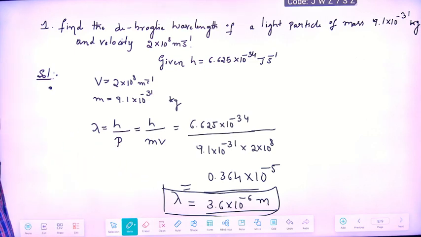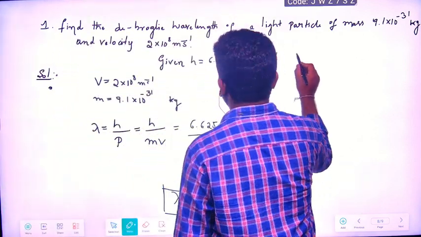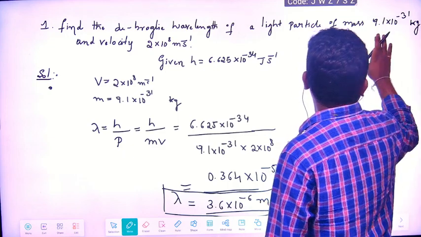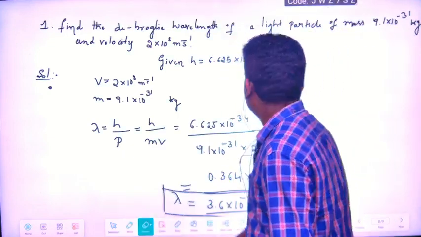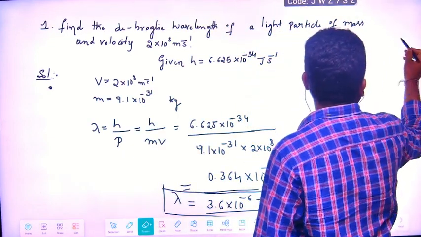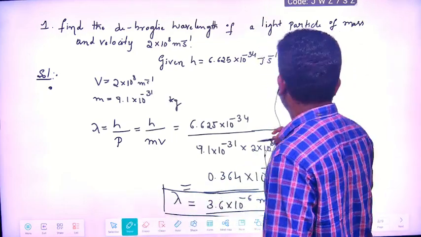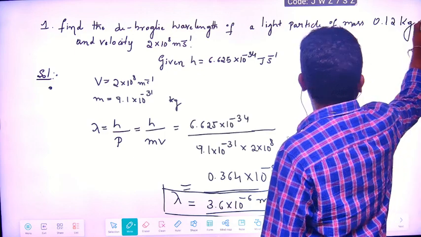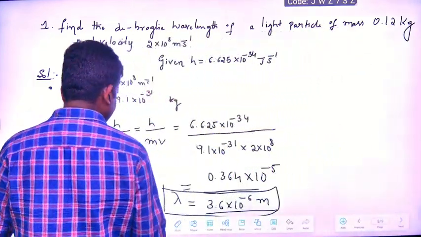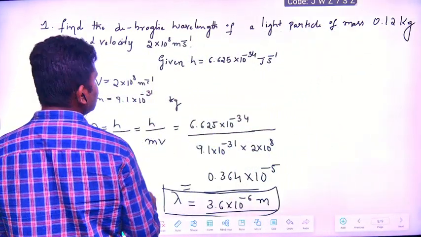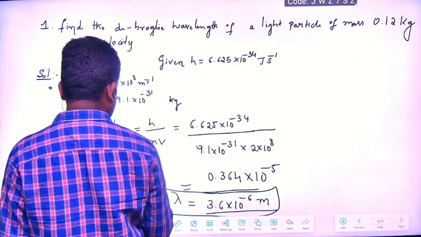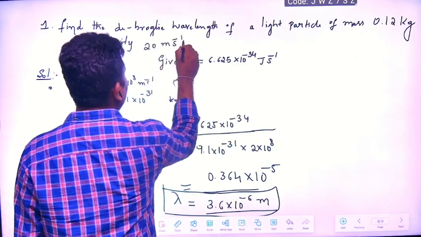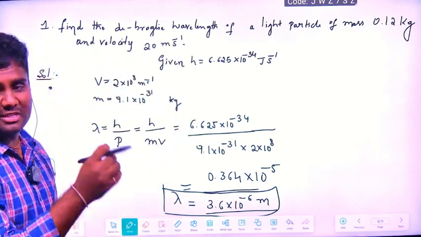Okay. Now take a similar type of problem. I will just give the data. Here, a light particle, mass I will give 0.12 kg and velocity is 20 meter per second. Now what is the de Broglie wavelength? Find it fast.